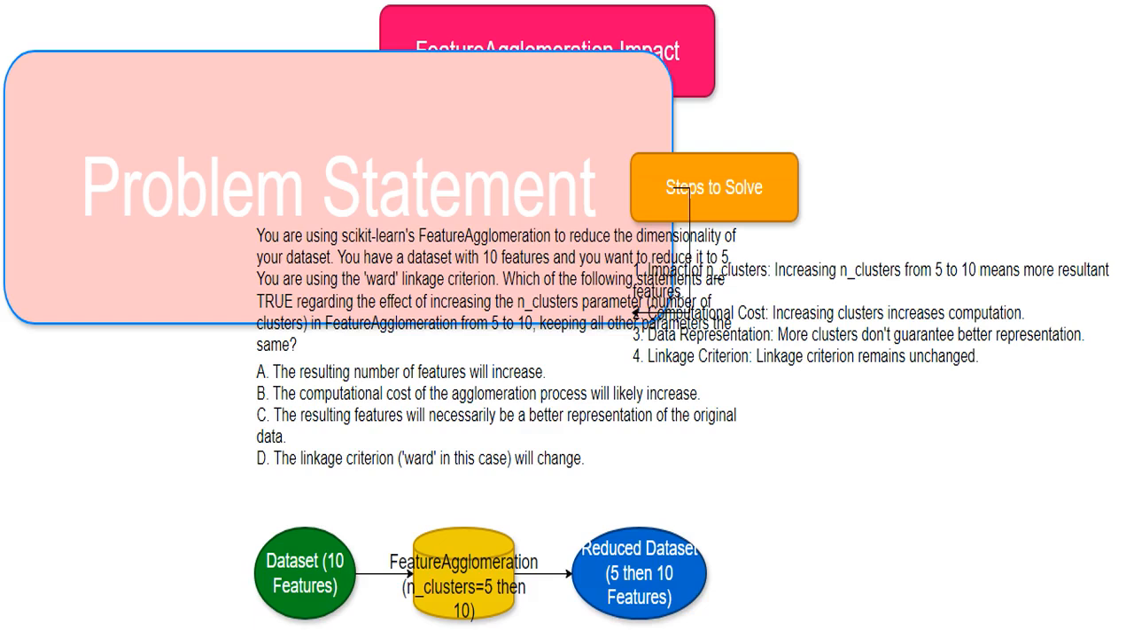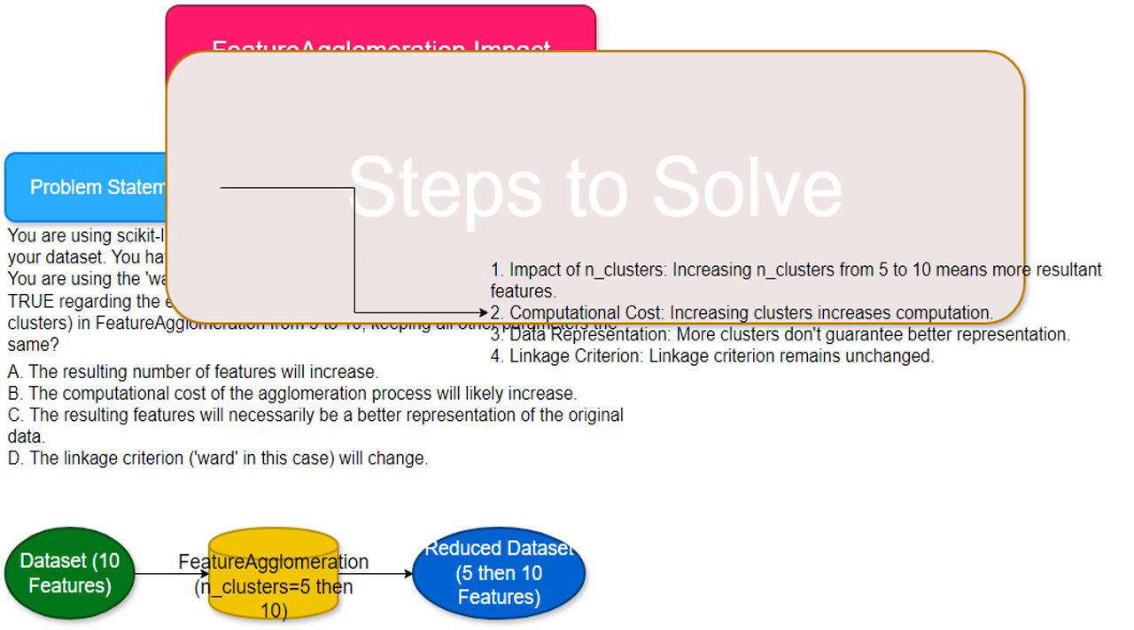We're using feature agglomeration to reduce 10 features to 5, initially. Then, we'll explore what happens when we increase the number of target groups, clusters, from 5 to 10. I'll examine how this impacts the feature count and the computation involved. I'll break down how the change in the number of clusters, n_clusters, affects the results in a step-by-step fashion.